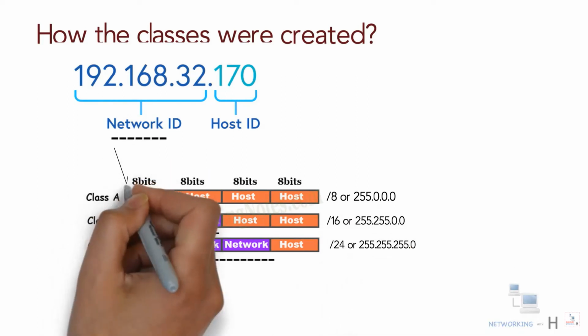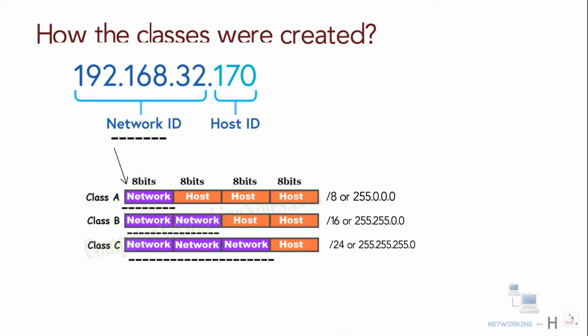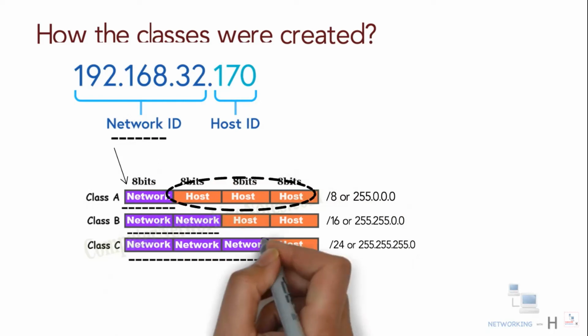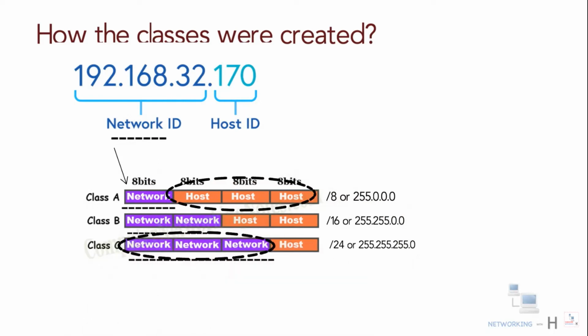For example, for a small number of networks with a large number of hosts, Class A was created. Class C was created for numerous networks with a small number of hosts.